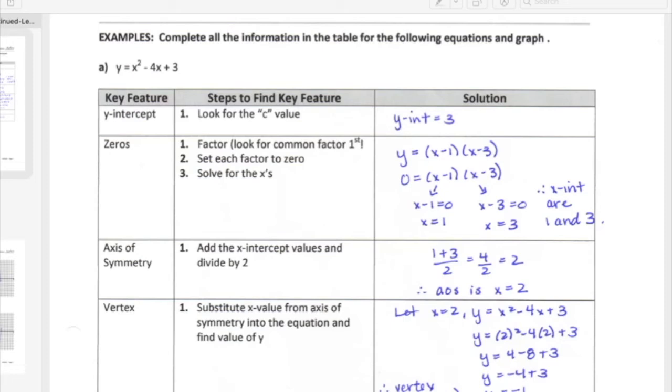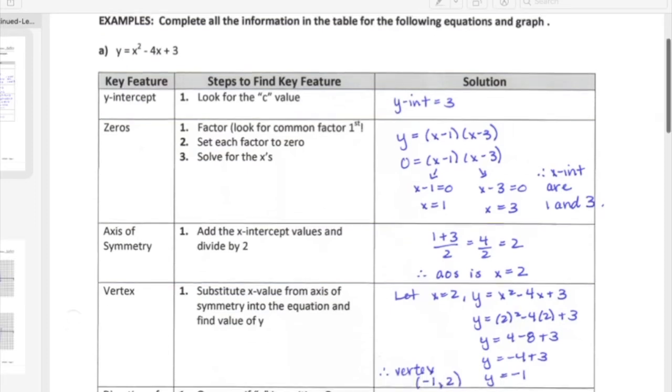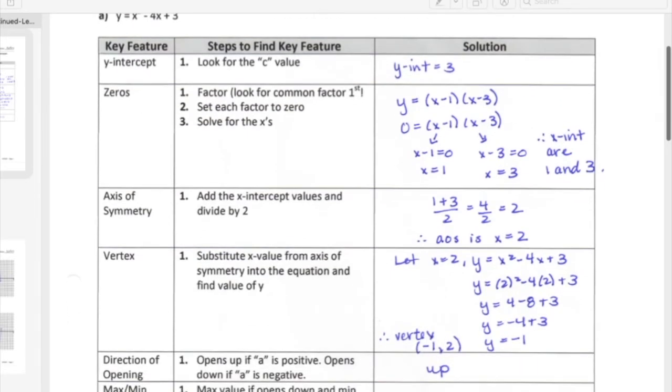Now the next feature of the quadratic relation is our axis of symmetry. Now remember that the axis of symmetry is kind of like that line that cuts right through the center of the parabola. And we can think of it like a mirror. It goes right through the center, and both sides look the same, like a mirror image. So if we have these two x-intercepts, it's going to cut right through the middle of these two x-intercepts.